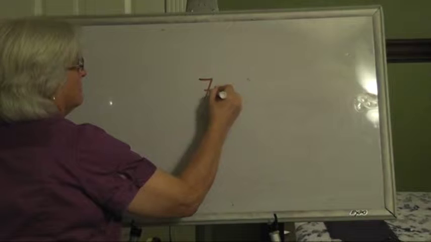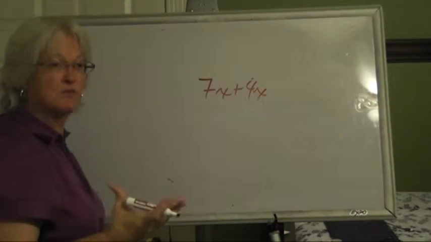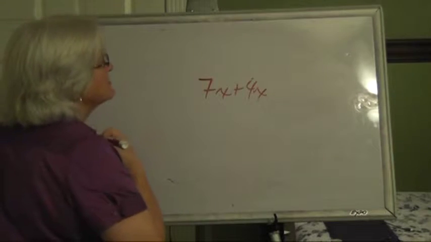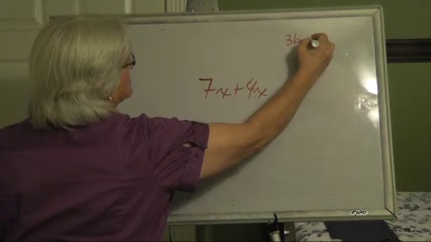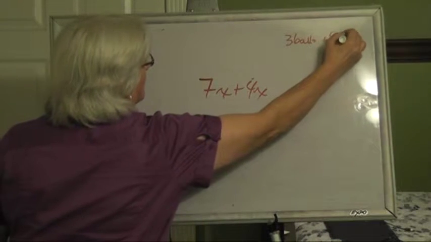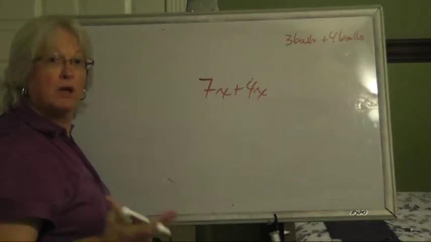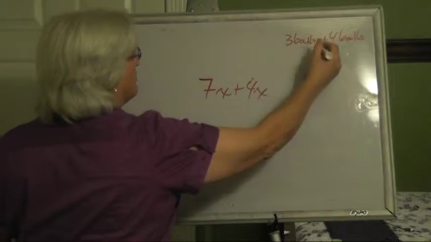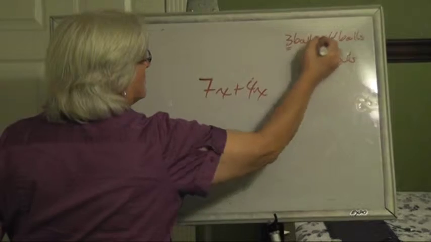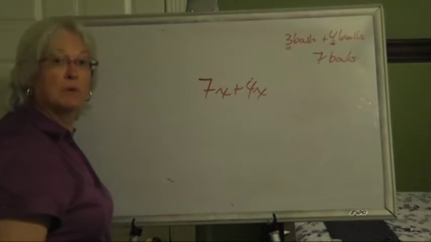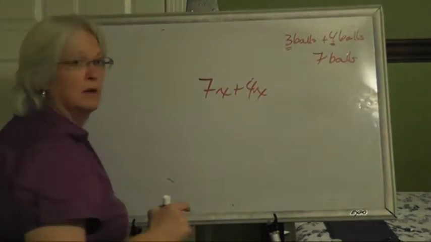What do you think we're going to do if we have 7x plus 4x? Well, let's just think a little bit here. What if you had 3 balls plus 4 balls? How do you think you would simplify that? Well, yeah, exactly what you think. 3 balls and 4 balls, you have 7 balls. You added together the numbers, and you kept, as part of that description, what you had 7 of.